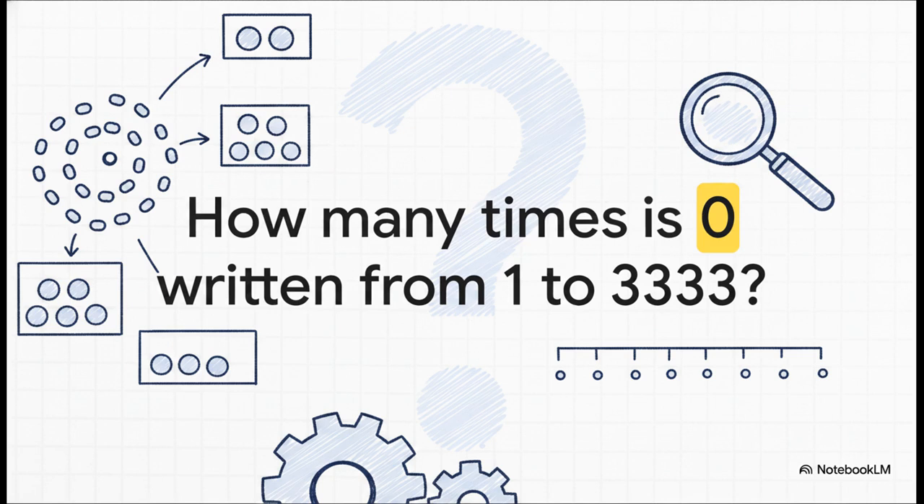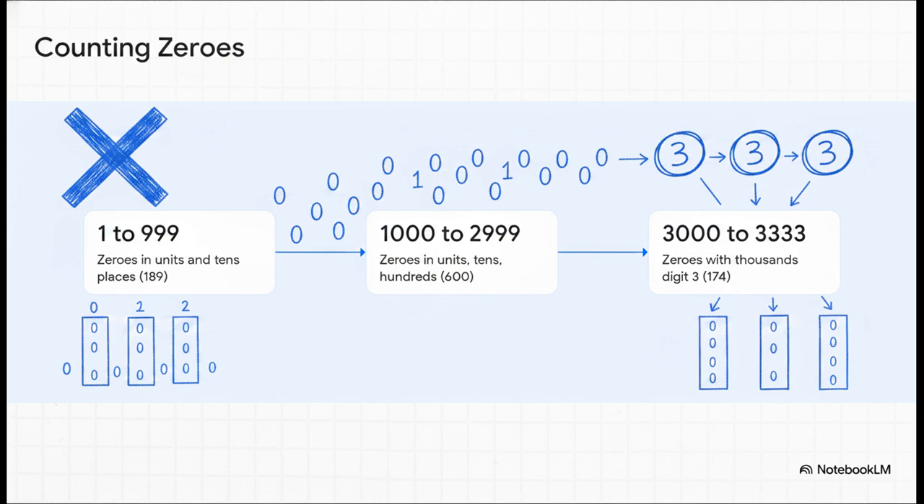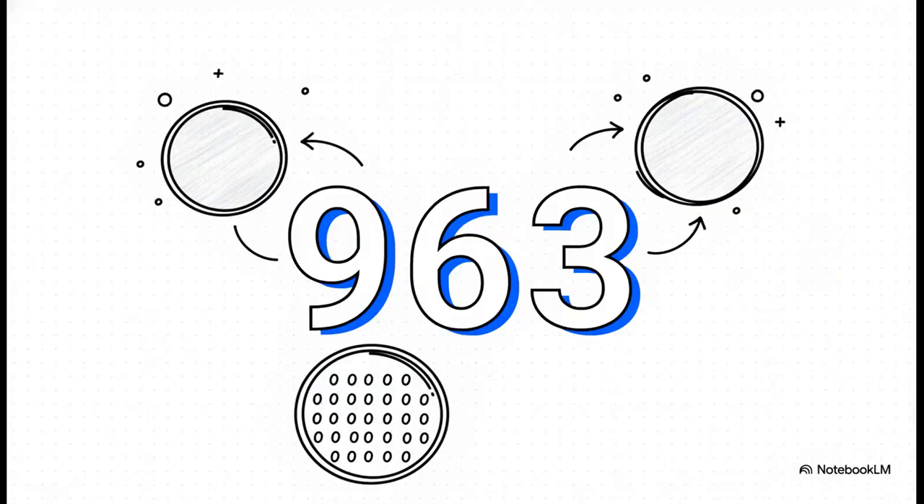Instead of doing it the hard way, we're going to break this massive problem down logically by isolating specific ranges of numbers and just checking the decimal positions. By applying our trusty multiplication rule across 3 distinct ranges, so 1 to 999, then the 1000s and 2000s, and finally the home stretch up to 3333, we systematically isolate every single zero based on which decimal place it sits in. We just calculate the exact combinations for each specific constraint within those ranges. And because our number must fall into range 1, or range 2, or range 3, we just apply our addition rule to sum those 3 subtotals up, and boom, the digit 0 is written exactly 963 times.